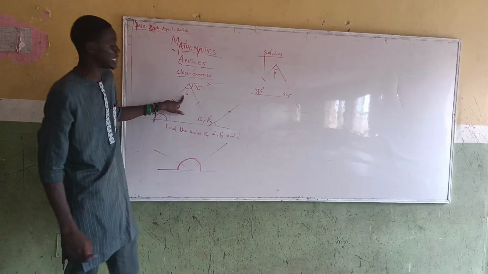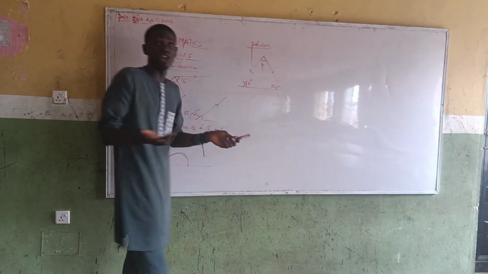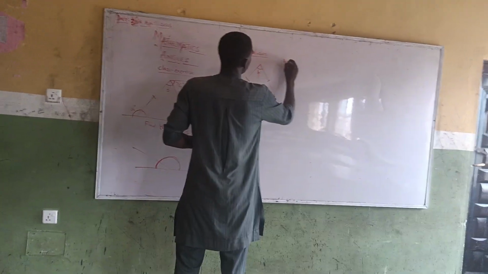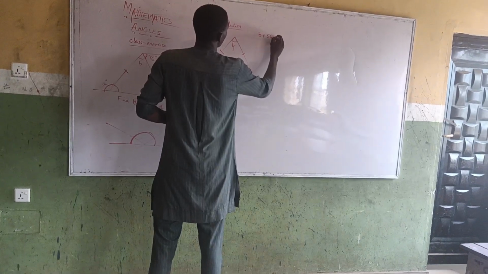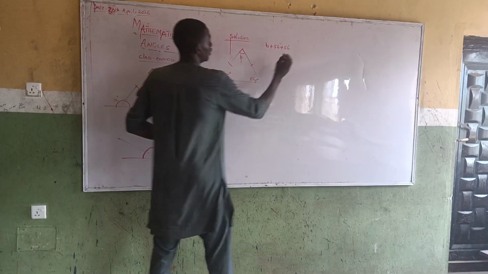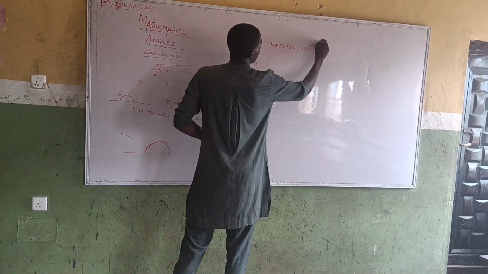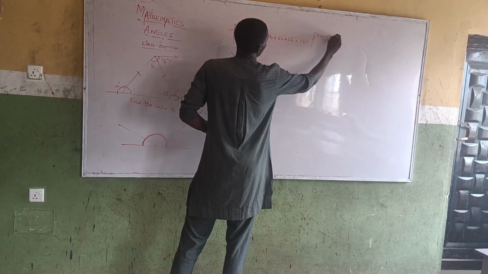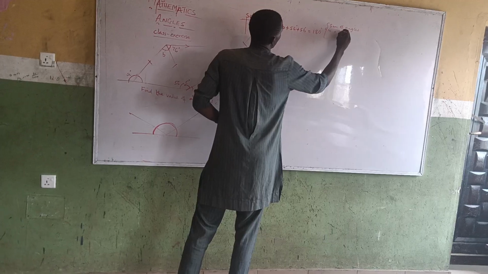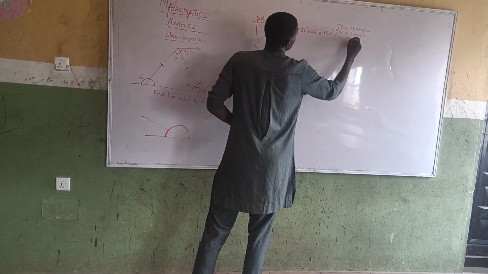How will you get the last angle, which is B? Very simple. You know that the three angles in the triangle add up to 180 degrees. Now, with that, you say B plus 56 plus 56. That is, these three angles in the triangle add up to what? 180 degrees. Why? Because the sum of angles in a triangle is 180 degrees.